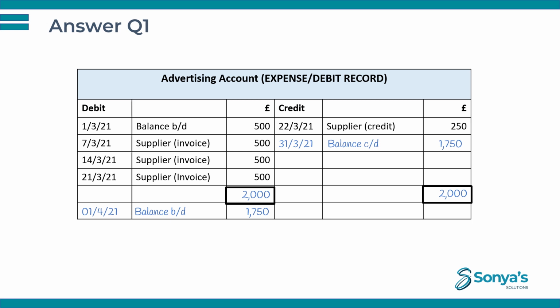Let's do our good practice checks. The column totals agree. The closing and opening balances are the same and on opposite sides. The opening balance is on the correct side, as advertising is an expense, a debit record with a debit opening balance.